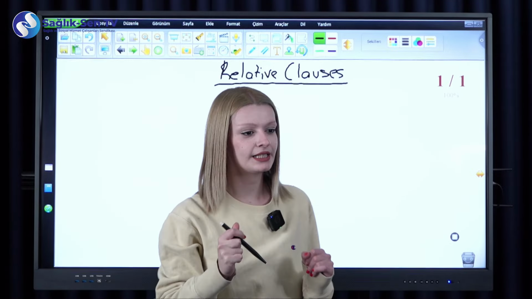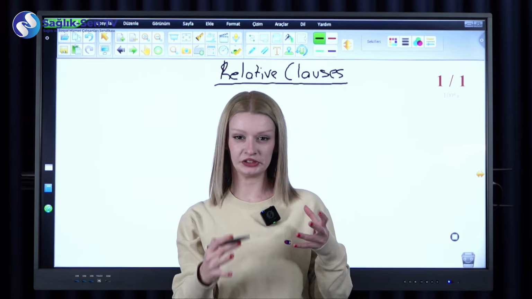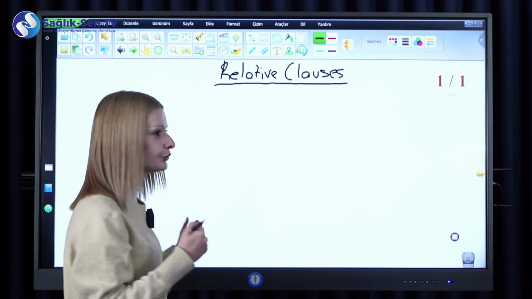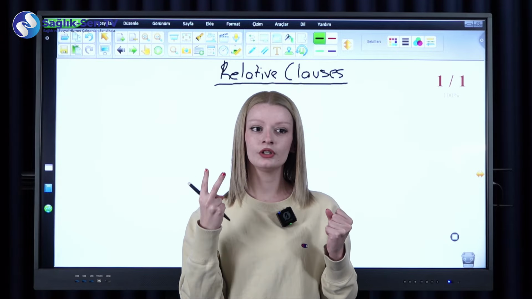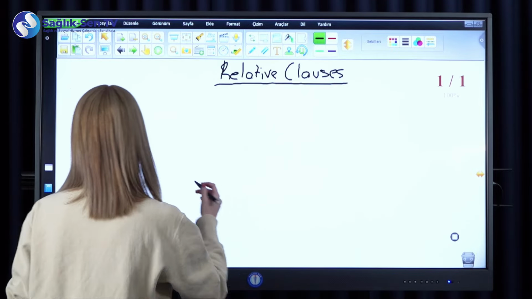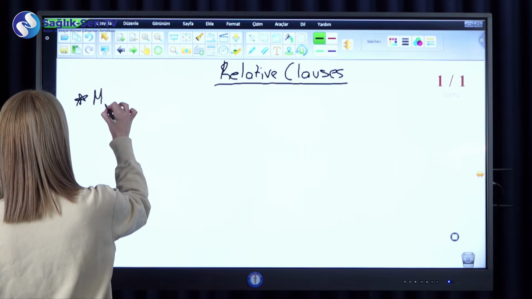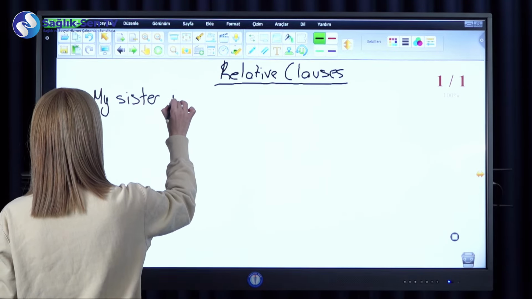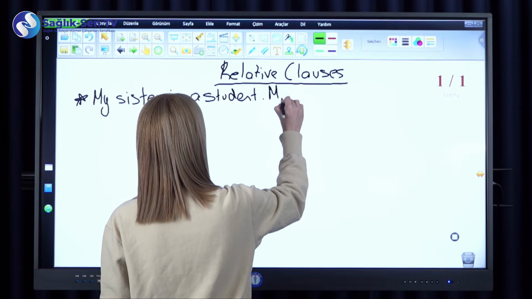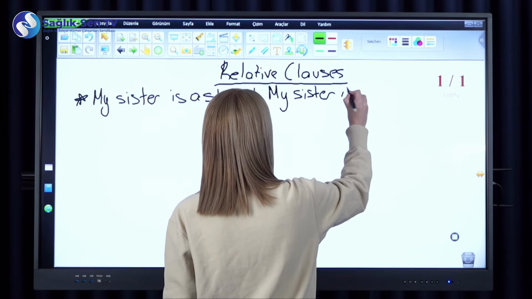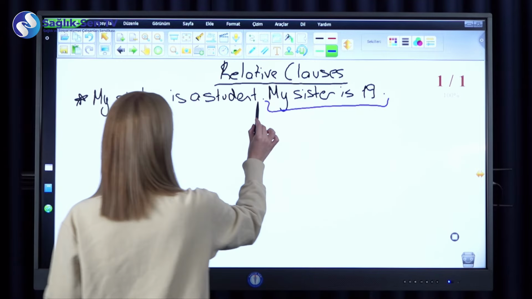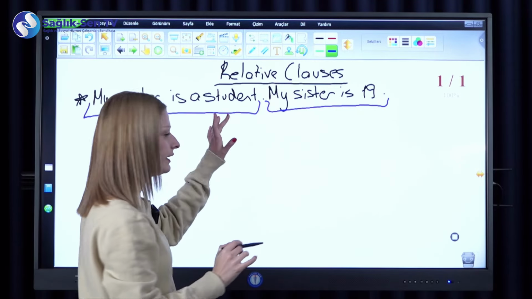Actually, we have the same structure, same meaning and sentence structure in Turkish as well. We use relative clauses in order to unite two sentences that have one feature of speech in common. For example, my sister is a student. My sister is 19. Now, as you can see, these are two different full main sentences.